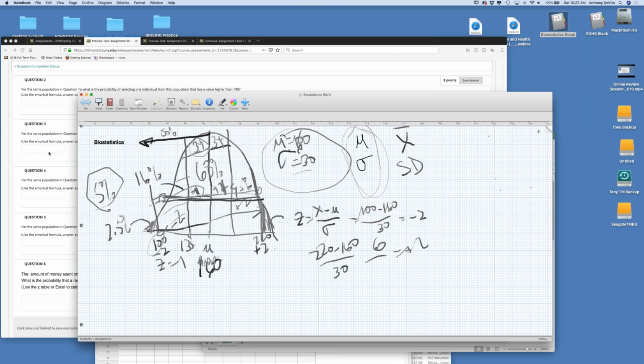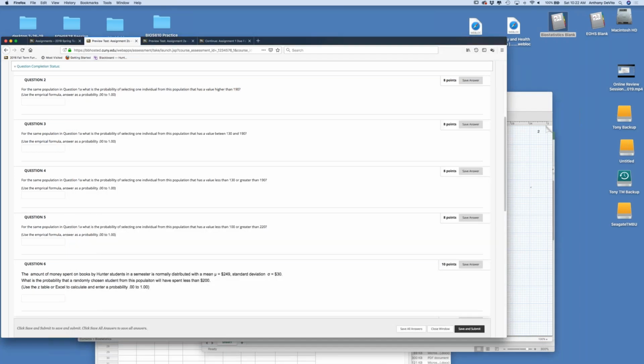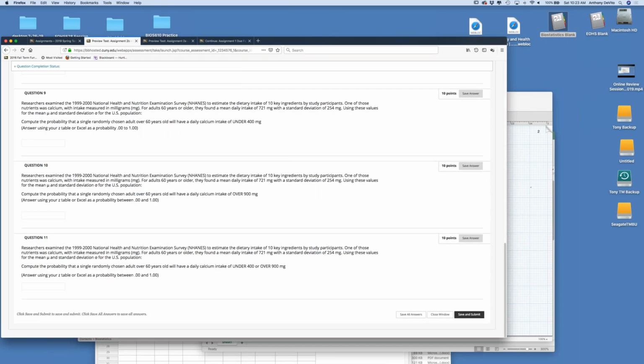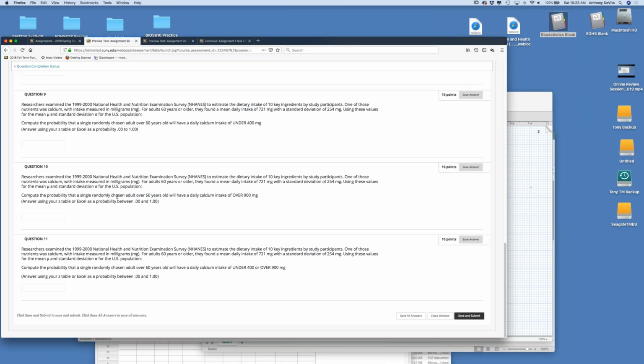Now, unfortunately, we're not always going to be working with situations where it's going to be a nice, clean integer for the number of standard deviations. Let's see. Let's try this one down here.